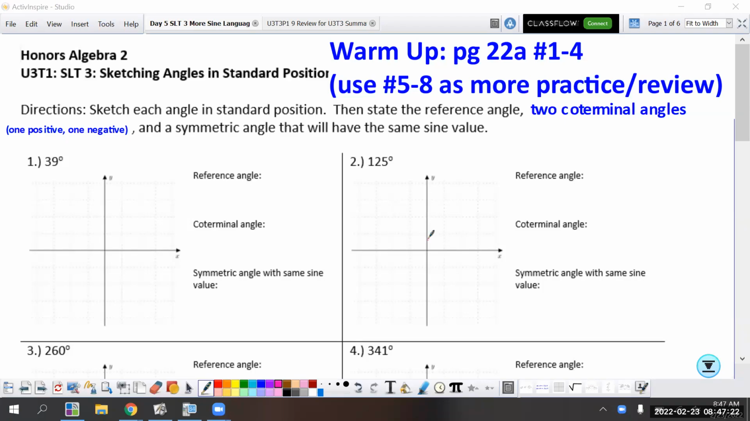Okay, I want you to open up to this page in your Padlet and try as much of numbers 1 through 4 as you can. Pause the video here and try as many pieces of 1 through 4.